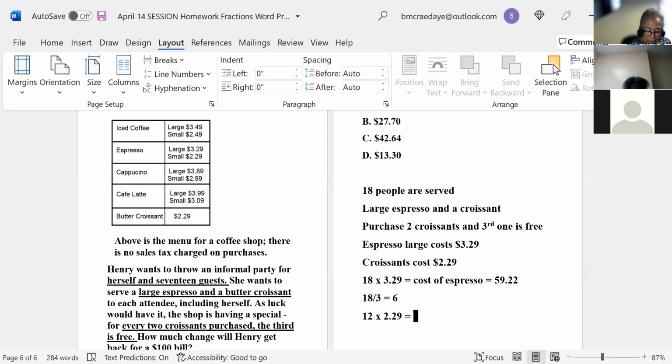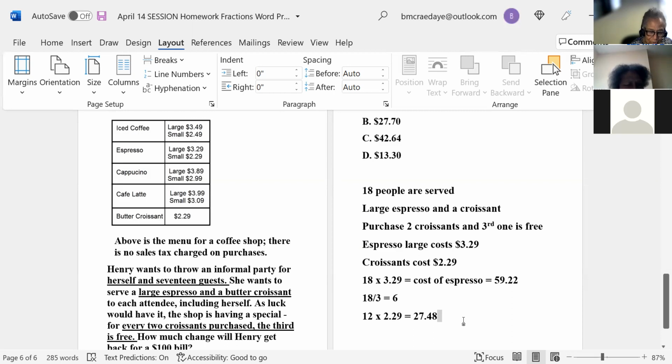12 times $2.29. What is 12 times 2.29? Maureen? 27.48. 2.29 multiplied by 12. 27.48. Okay. All right. Now add those two together to get the total cost. So add 59.22 and 27.48. What do you get?